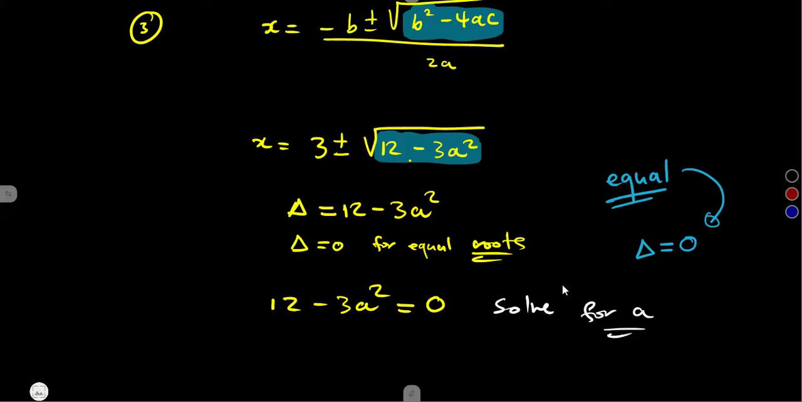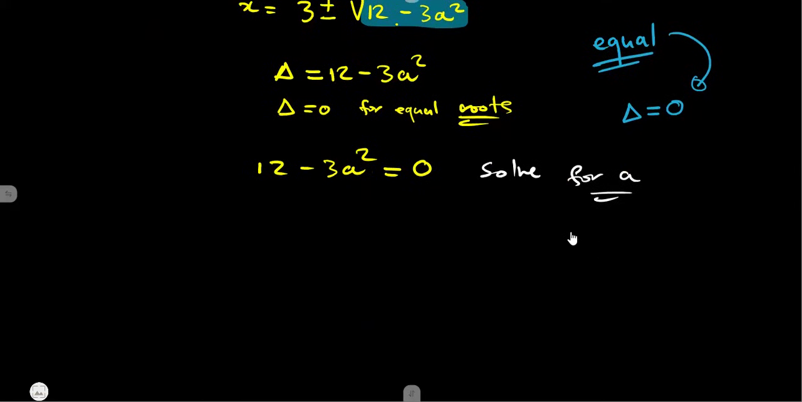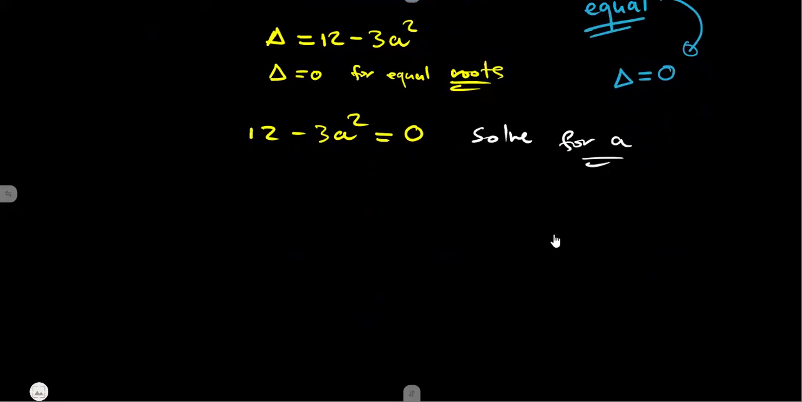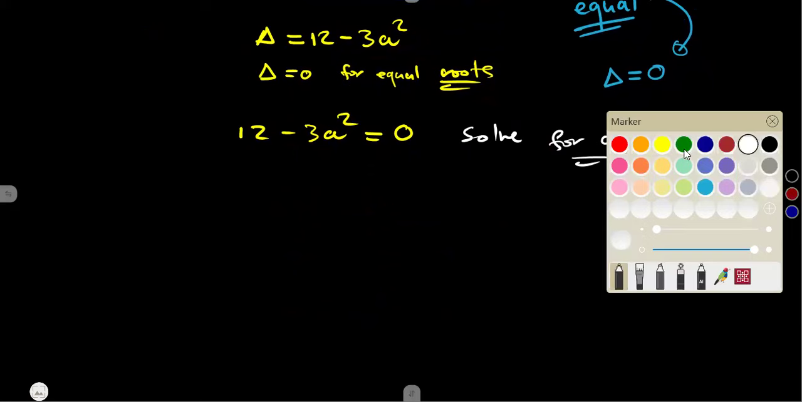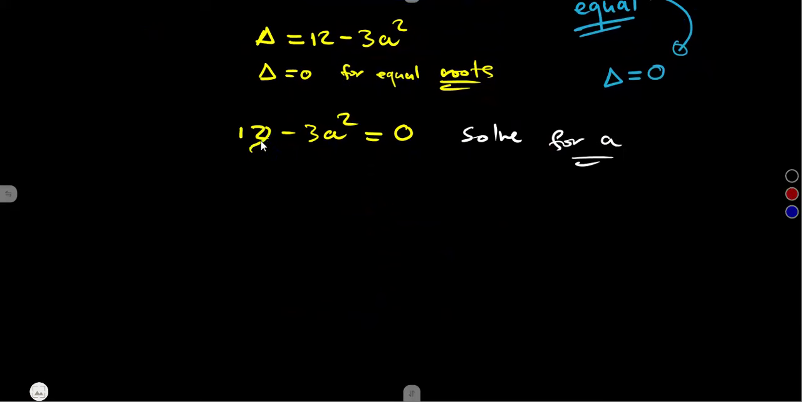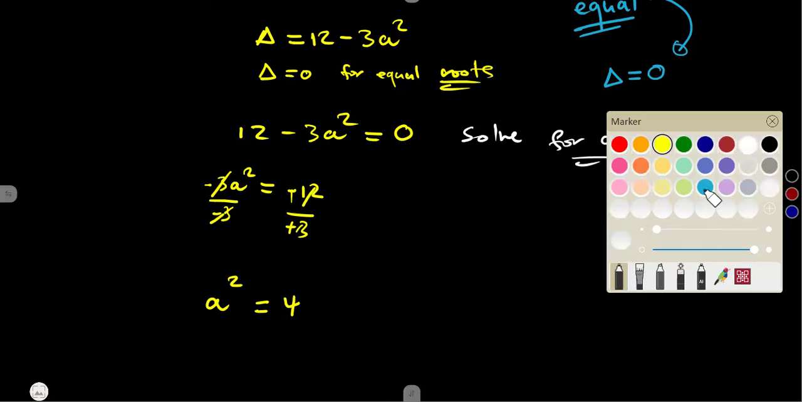So the question is, how can we solve? There are so many ways that we can apply. We can factorize in this case, or we can even avoid that factorization. Like I said, there are so many ways, so let me start with this one. I can take the constant to the other side of the equation. So I'm going to have minus 3a squared equal to minus 12. Dividing by minus 3, since we've got a product, our a squared is equal to 4.